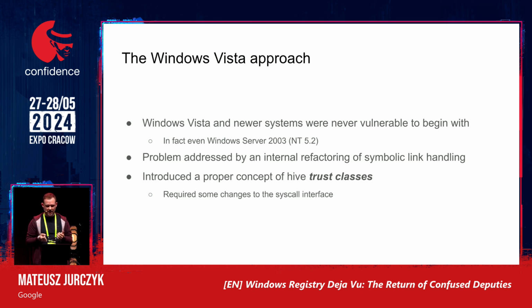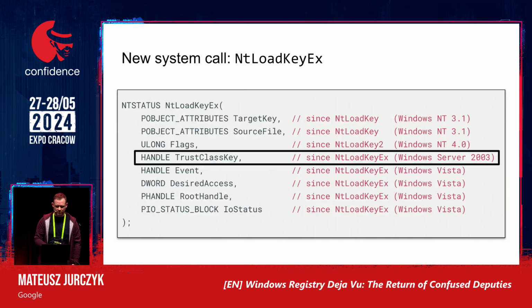the different roles and different trust levels of the hives in the operating system. And this requires some changes in the system call interface of the operating system. So the change that happened was basically that a new system call was introduced called NtLoadKeyEx, and that call had a new parameter called TrustClassKey, which defines, when you are loading a new hive, which group of hives or which specific hive this new hive should be in the same trust class with.